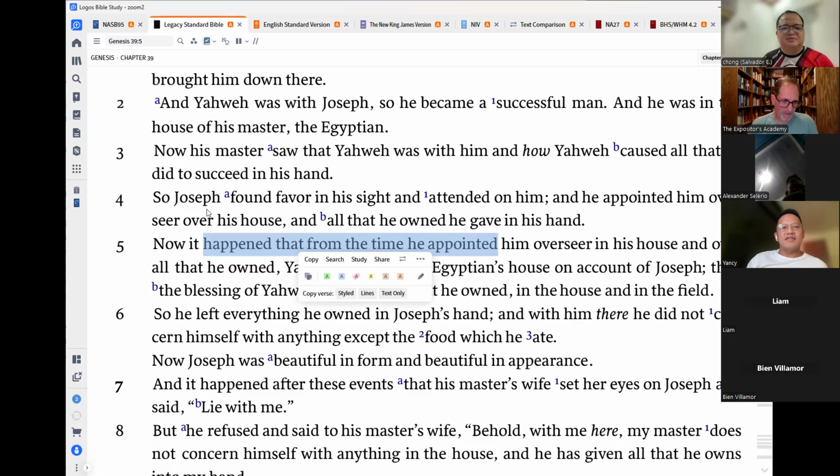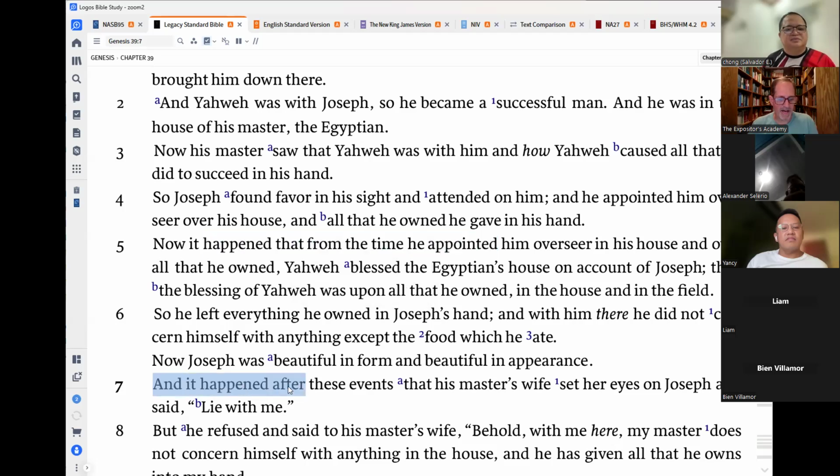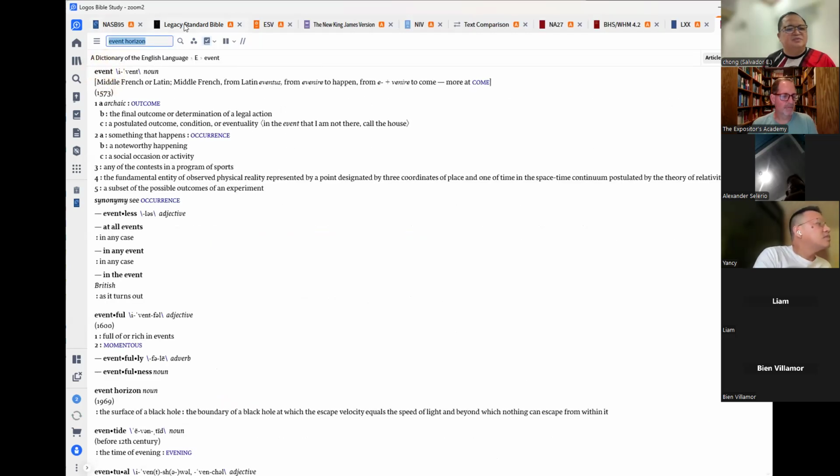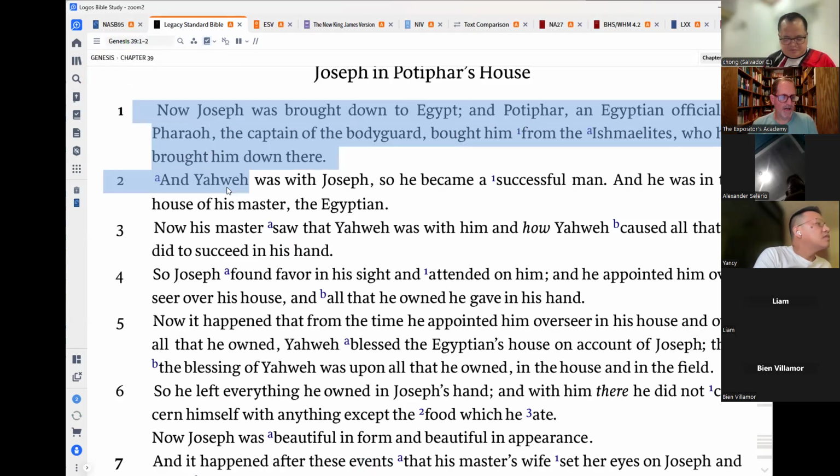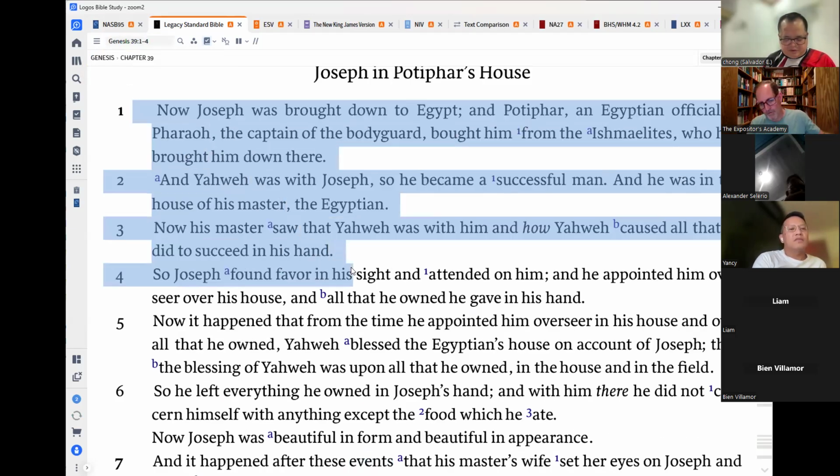It seems like to me that really the first 6 verses are sort of an introduction. It's kind of laying out the situation. Because notice it says in verse 7, it happened after these events. Well, what events? I think 1 to 6 is sort of describing, giving an overview, an introduction to the story.